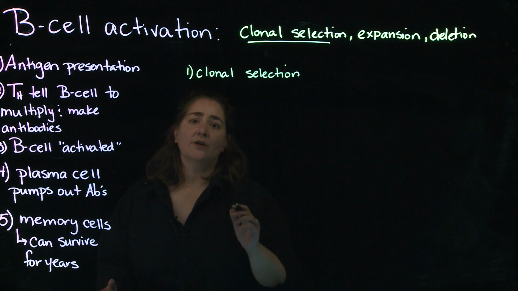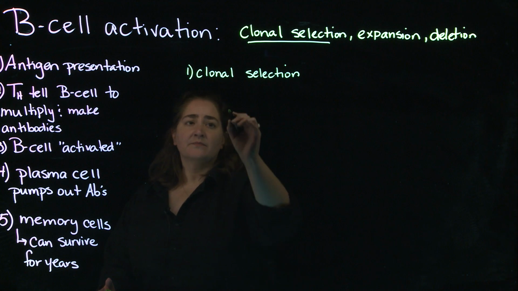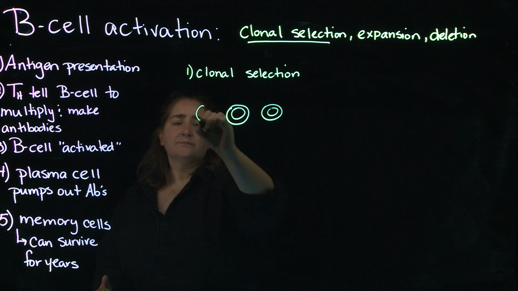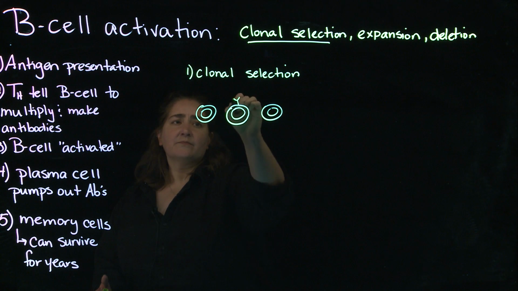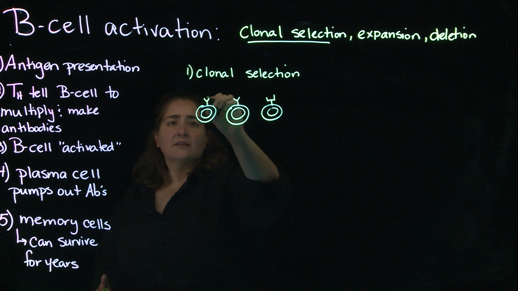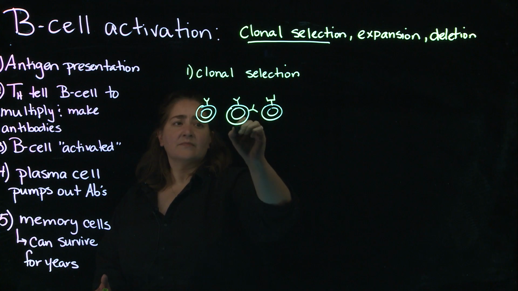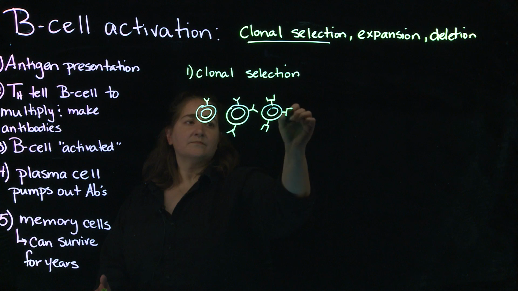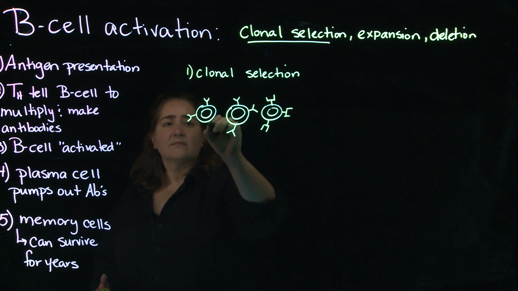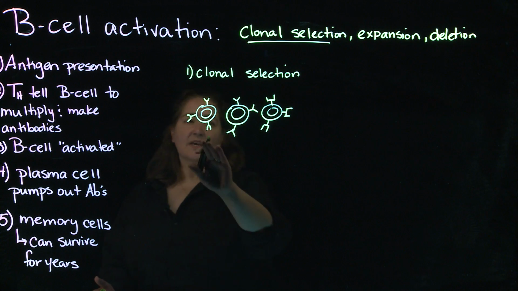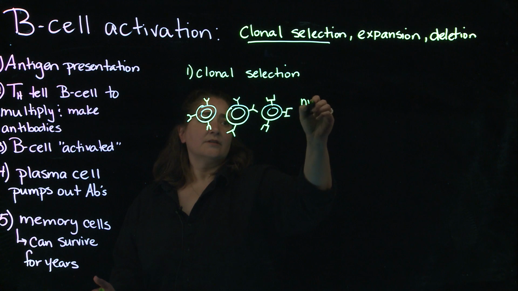Remember when I was going over the activation of the B cell, I drew a second one in there. And I'm going to draw a couple here just to demonstrate. And I drew the different antibodies on the outside. Okay? So these are going to be our naive B cells.